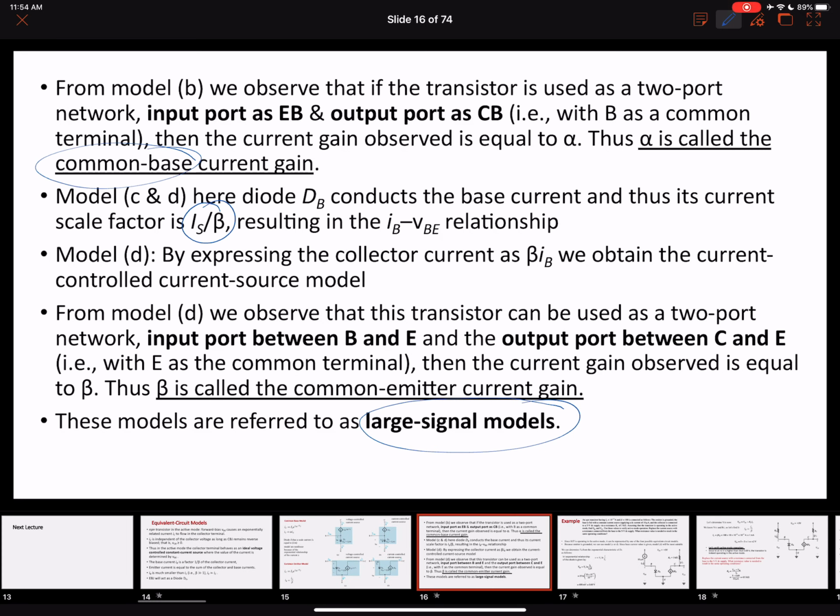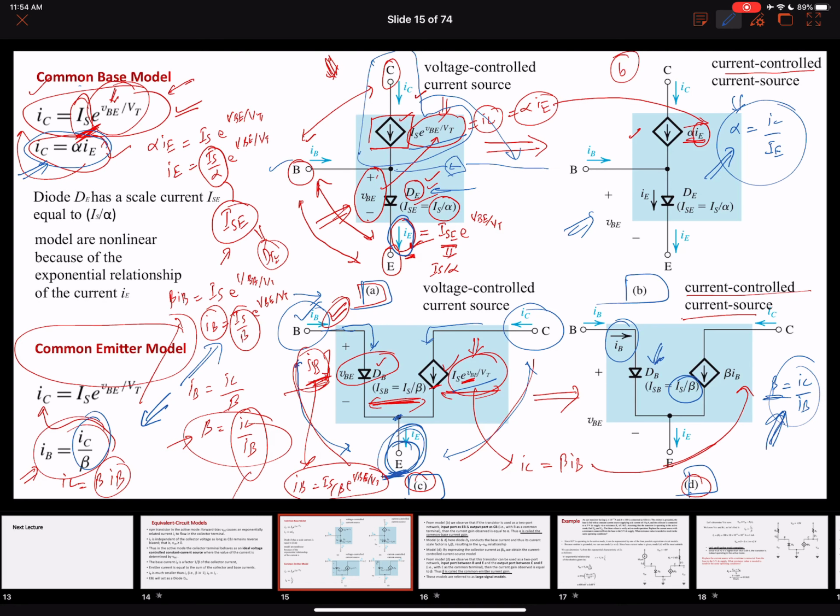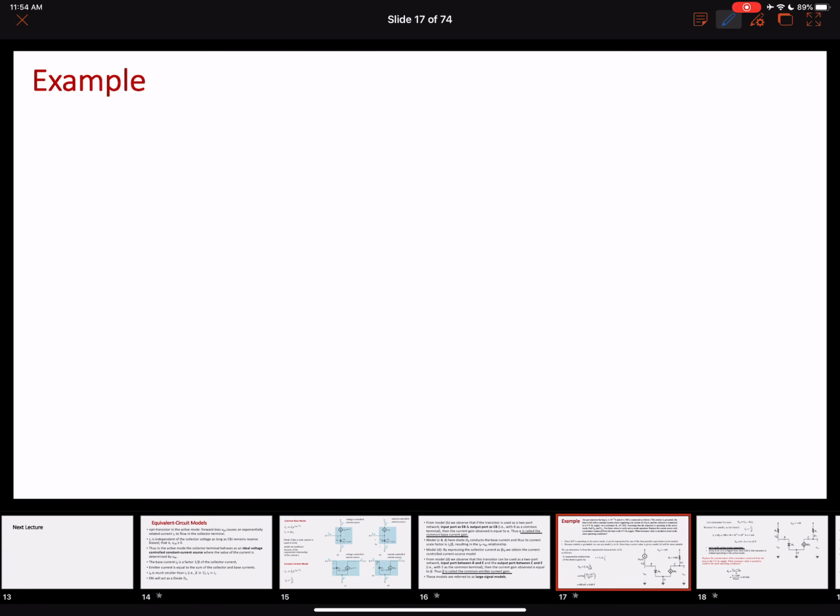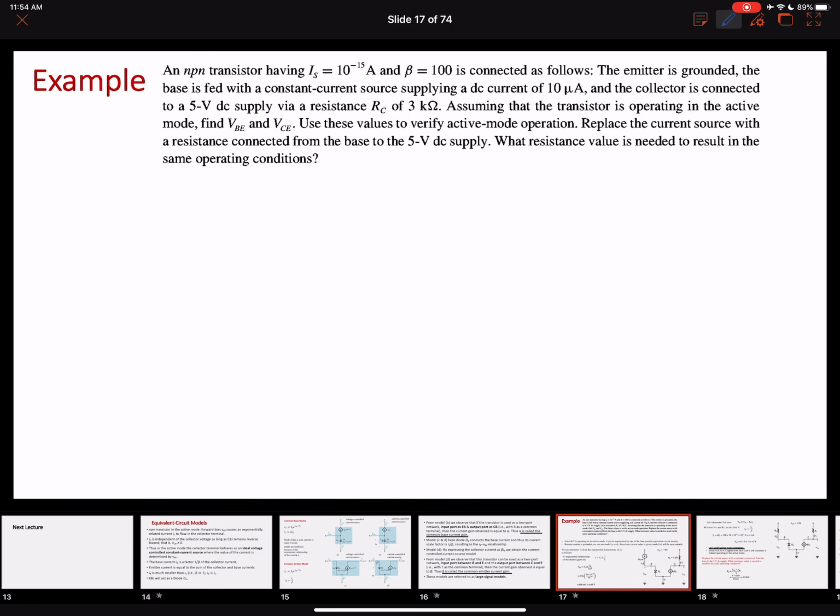Okay, so we ended up developing these equivalent circuit models. Let's do one example on how we can potentially use it. Okay, so let's go to this example. Consider this example. Now we have an NPN transistor. The scaling or the saturation current is this. Beta value is this. Again, beta is the common emitter current gain. Plus the question already says that the emitter is grounded, right? So it should be a common emitter.